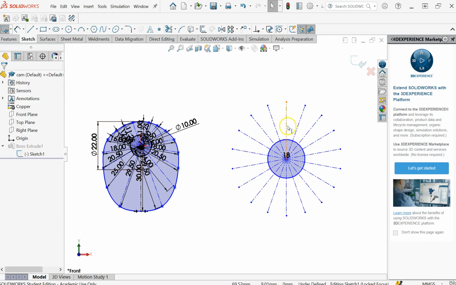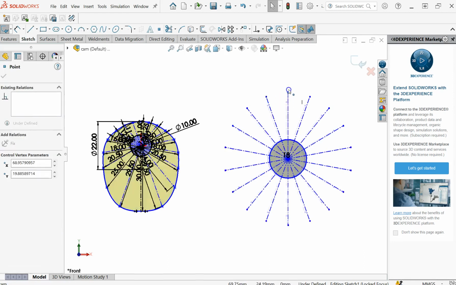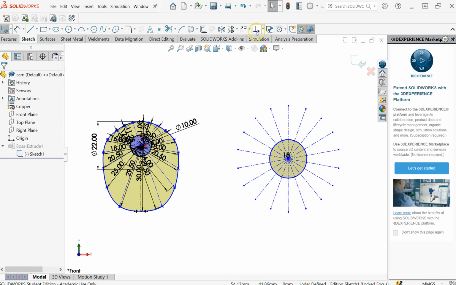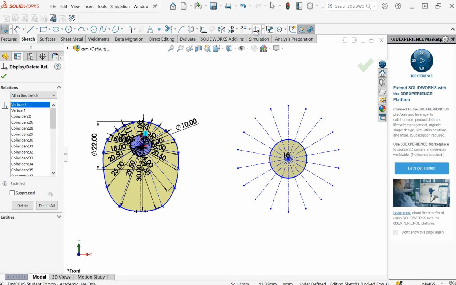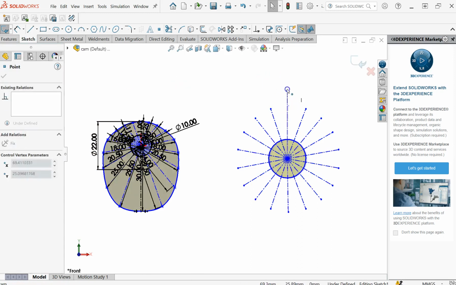The important thing is, since it's a pattern, if you change one of these distances, the other ones will change accordingly, and that's not what you want. So you need to go to these display relations and get rid of this pattern. If there is a pattern, you have to find it here and get rid of it, so the lines are independent from each other. Now look, if I change one of them, the other ones will not change.